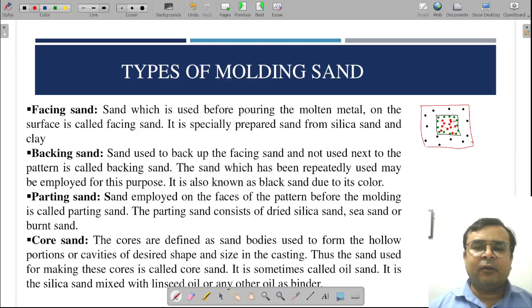To prevent this, we always sprinkle some amount of carbonaceous material with dry silica sand. So this is called as facing sand. Is that right? This is called as a facing sand.